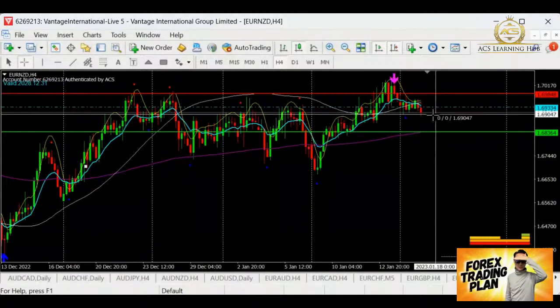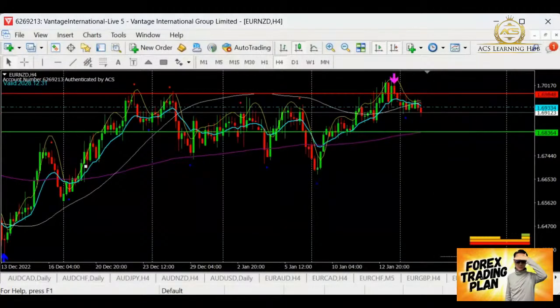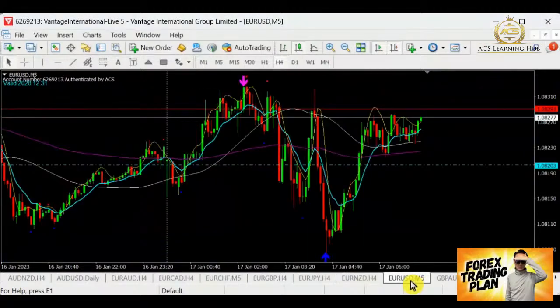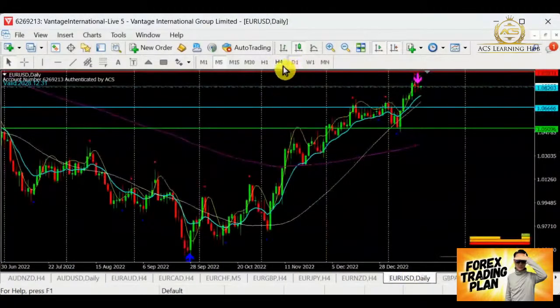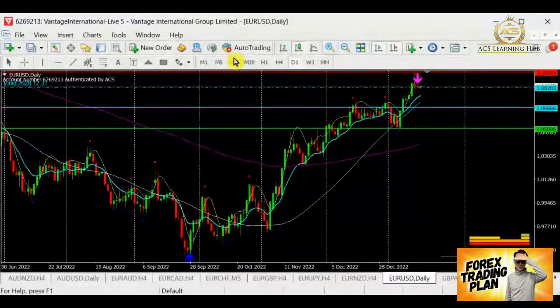We still have plenty of space to go for Euro Kiwi. Well, for Euro Kiwi yesterday, it hovered quite a lot, and now today it started to slip off, and maybe we can take a look later on. All right, and over here for Euro Dollar, Euro Dollar is still on the move in the bull.